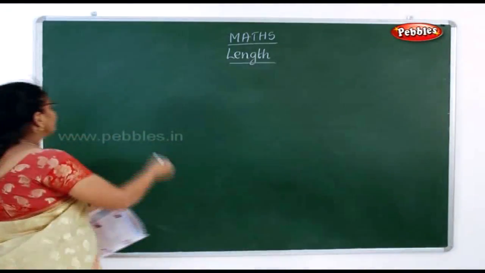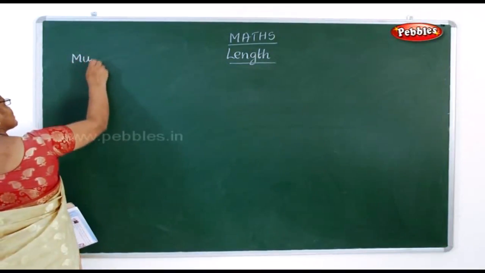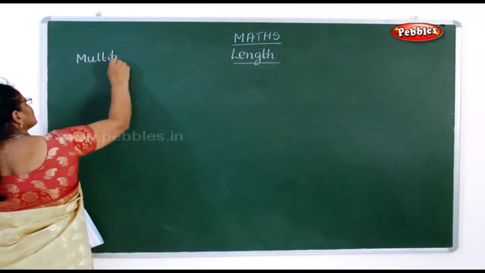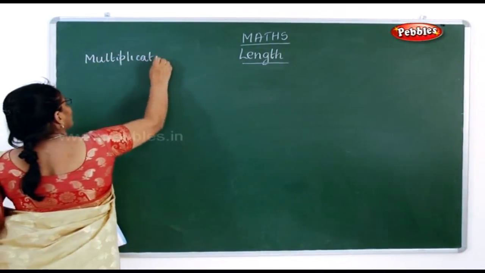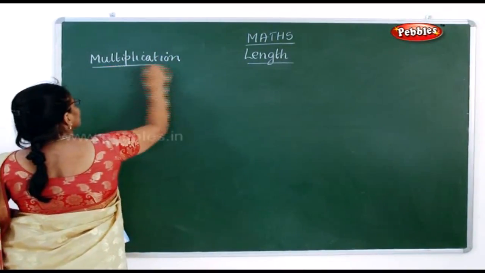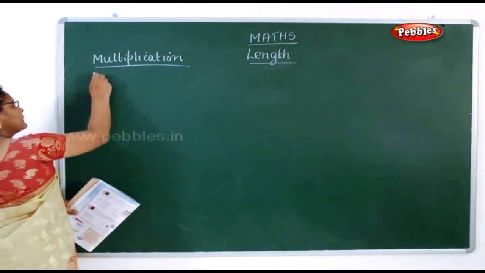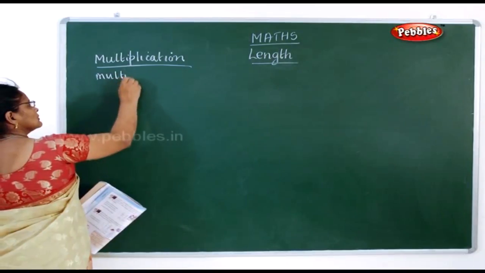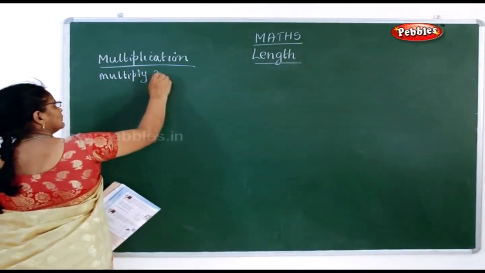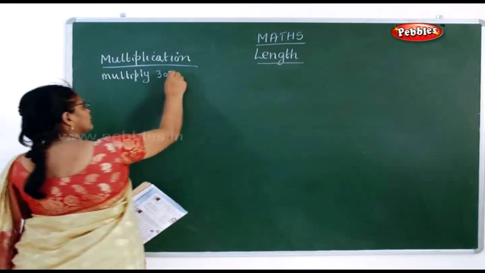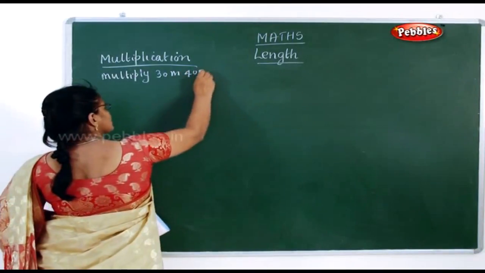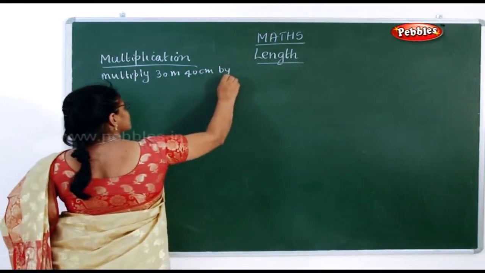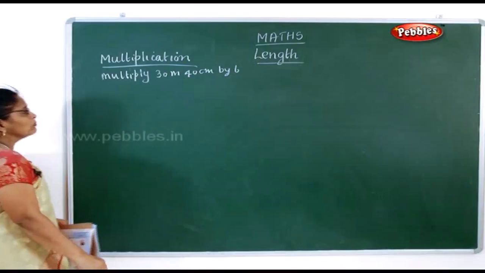See the next one, we will go on to multiplication. We will go on with multiplication. See, multiply 30 meter and 40 centimeter by 6. This is a sum given in your book.